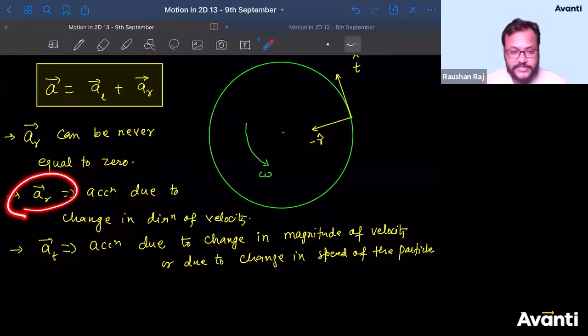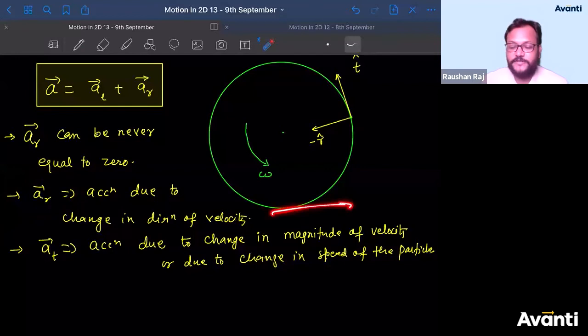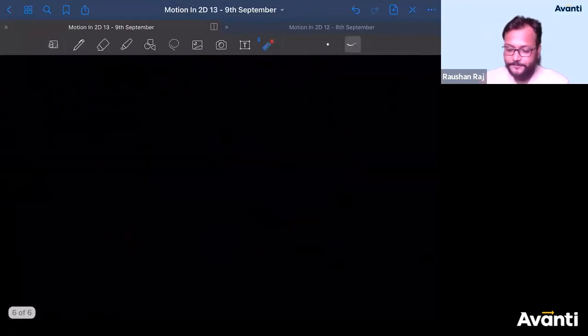Can we have AR zero? Never, because direction will always change. Direction can never remain constant in circular motion. So AR can never become zero. However, AT can become zero. Okay? So that is what I'm going to write.